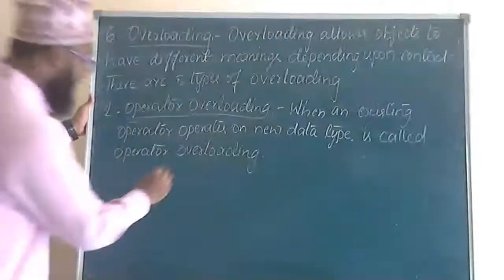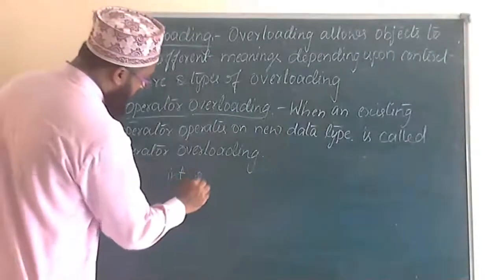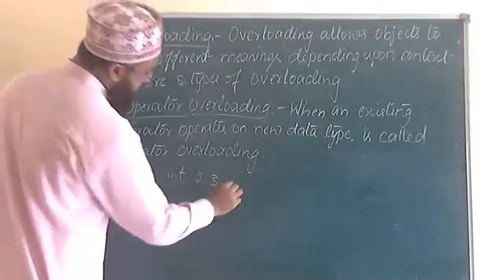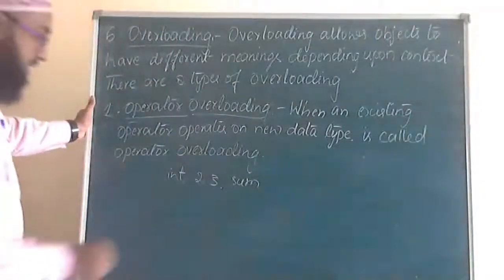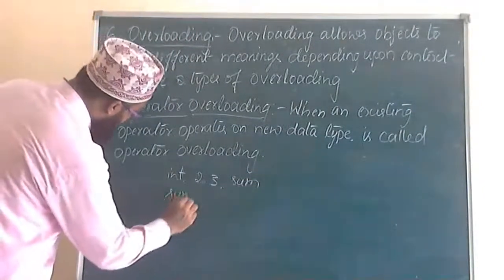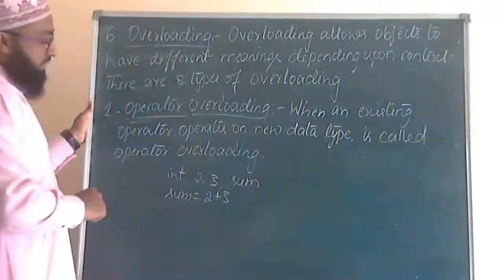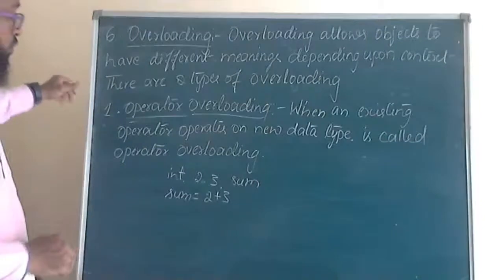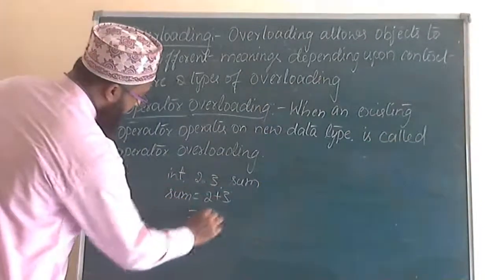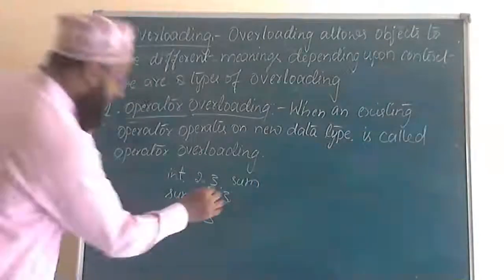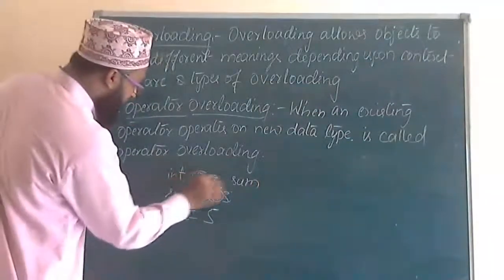We will take integer type. This is an integer data type: 2 and 3. Then sum. Sum means addition. Sum equals 2 plus 3, then the answer will be 5. This is an operator, and it is working with integer data type.